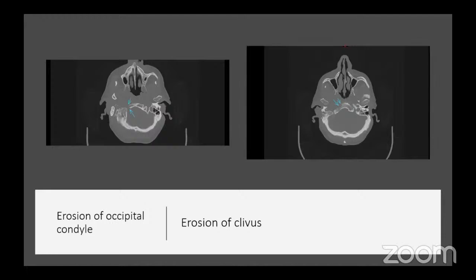These are axial images. This is taken at the level of clivus, and this one is at the level of occipital condyle. In this image, you could see clear or smooth margins of the clivus on the left side, whereas irregular margins on the right side, suggestive of erosion. And similar thing on the right side, occipital condyle erosion is suspected.